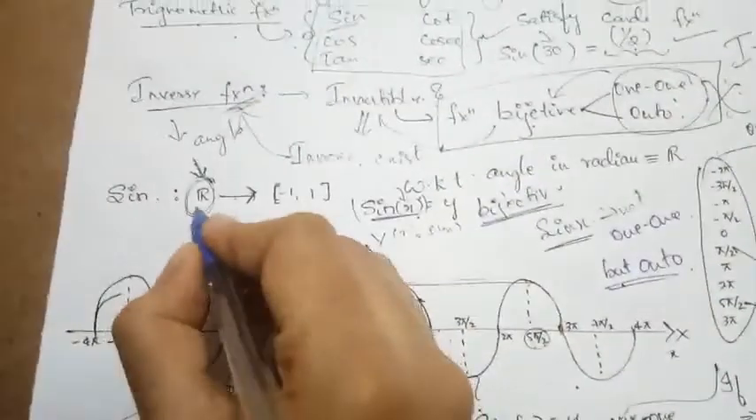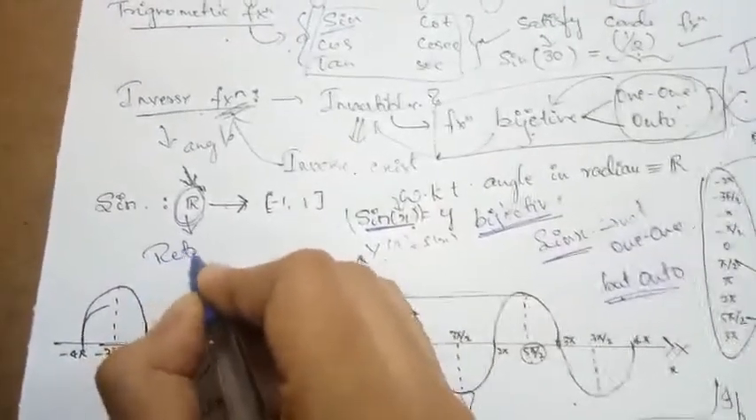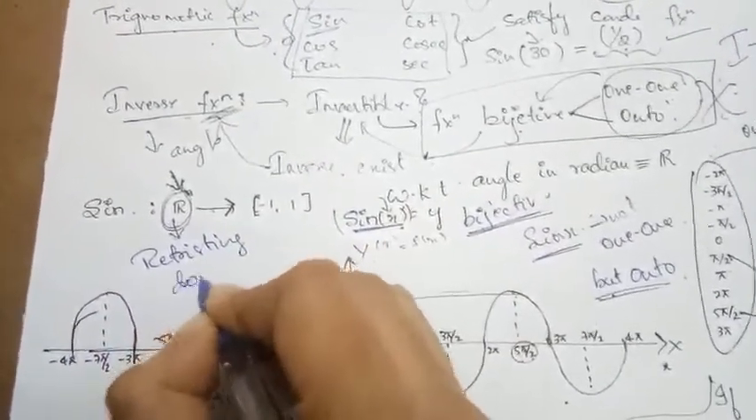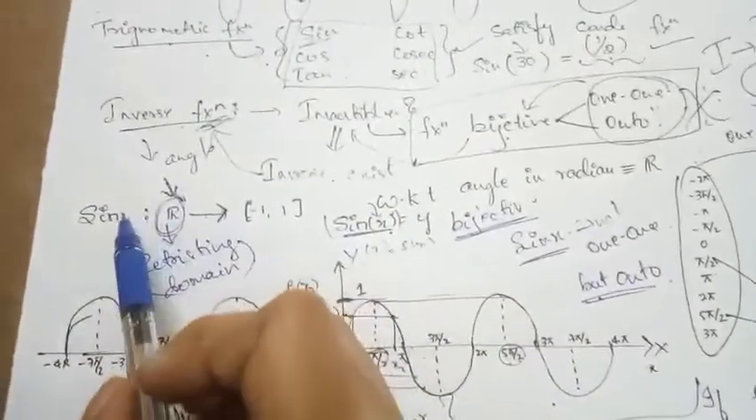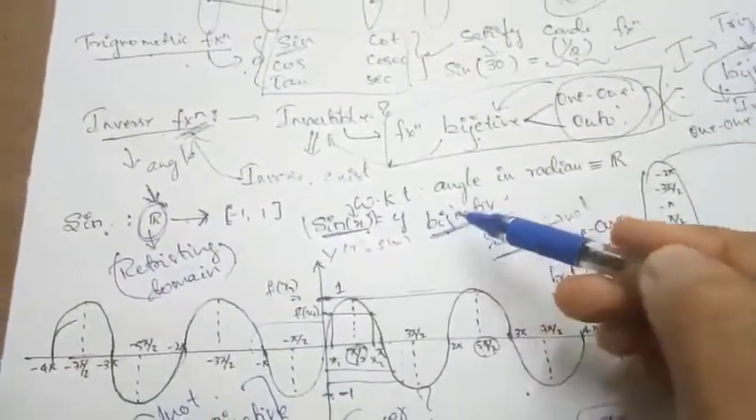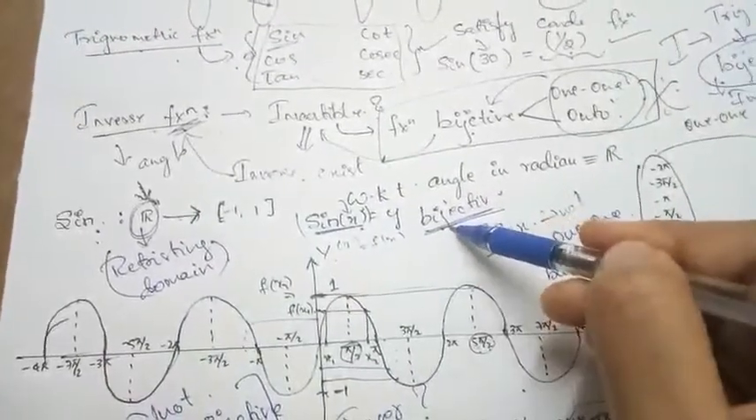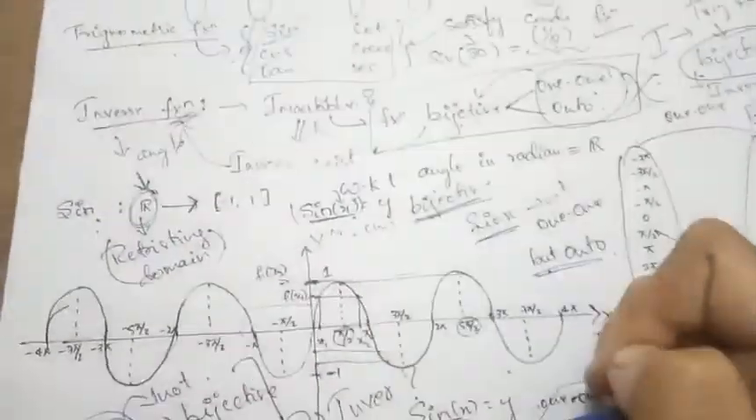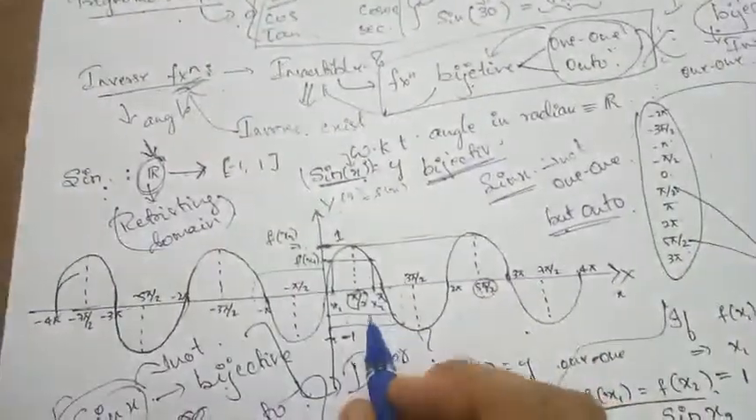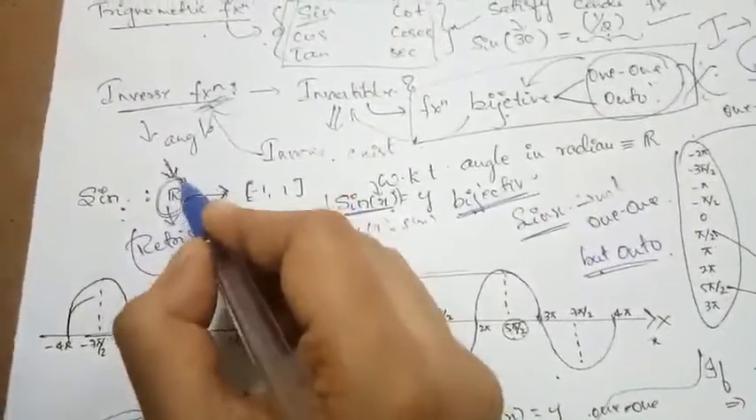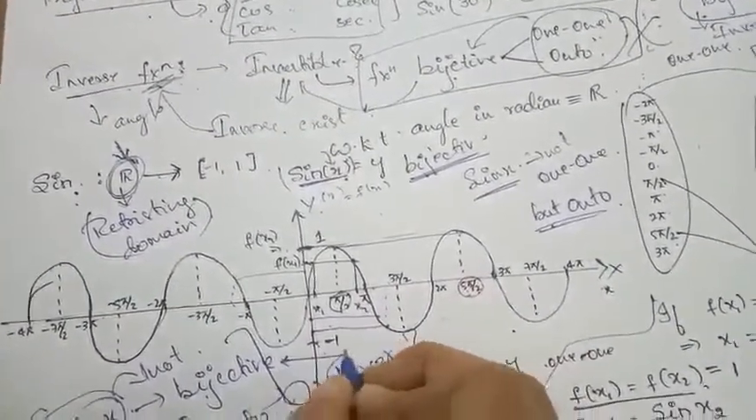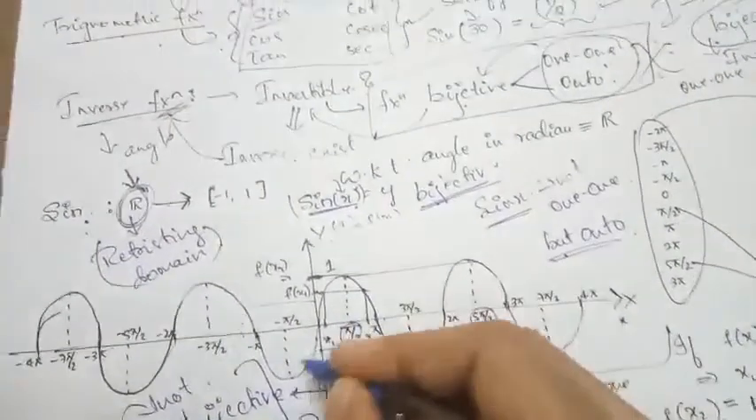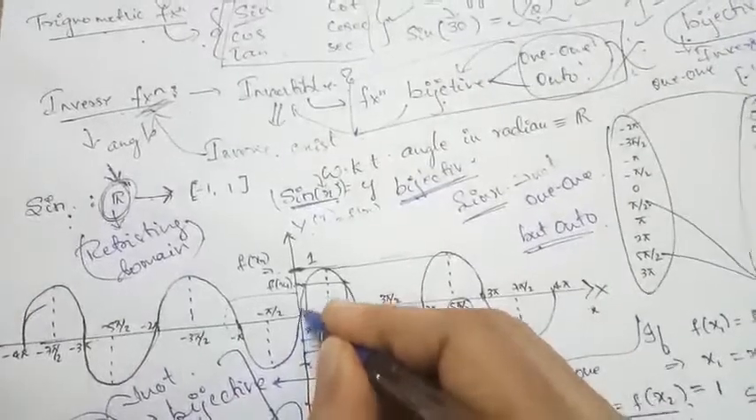So how are we turning these trigonometric functions into bijective functions? By restricting the domain of the trigonometric functions. Once they turn into bijective functions, then we can talk about the inverse of those functions. The domain is the set of real numbers, so all real numbers are there. Suppose I restrict the domain of the sine function from minus pi by 2 to pi by 2, that is from here to here. At that time, what is the graph of the sine function? Only this much.